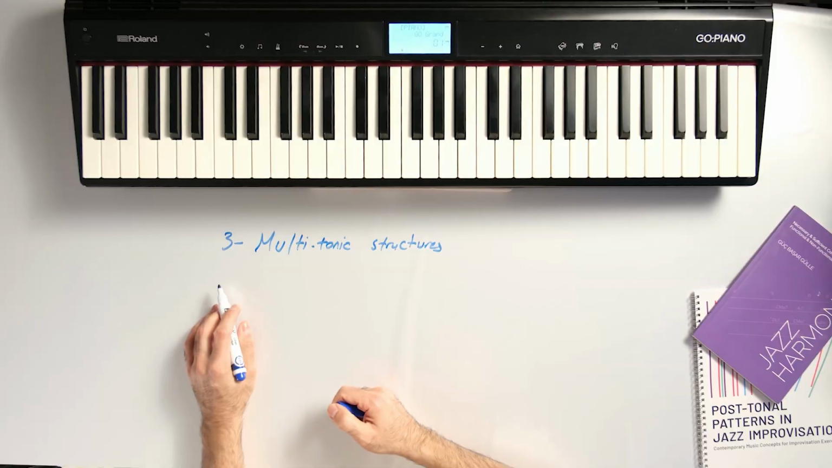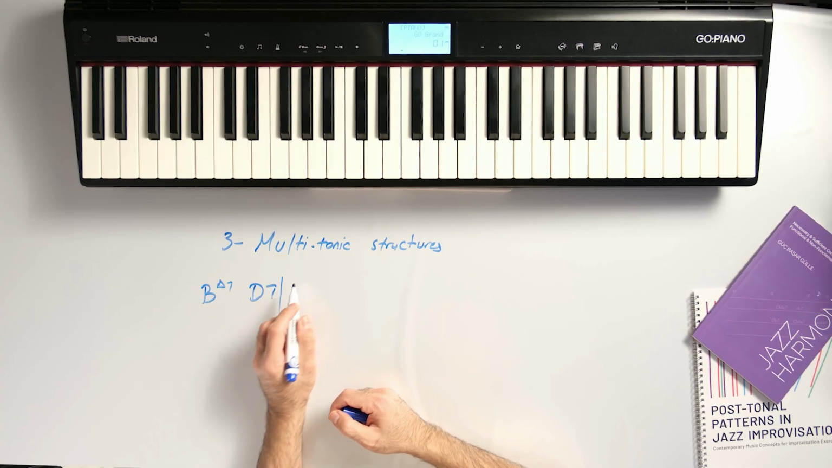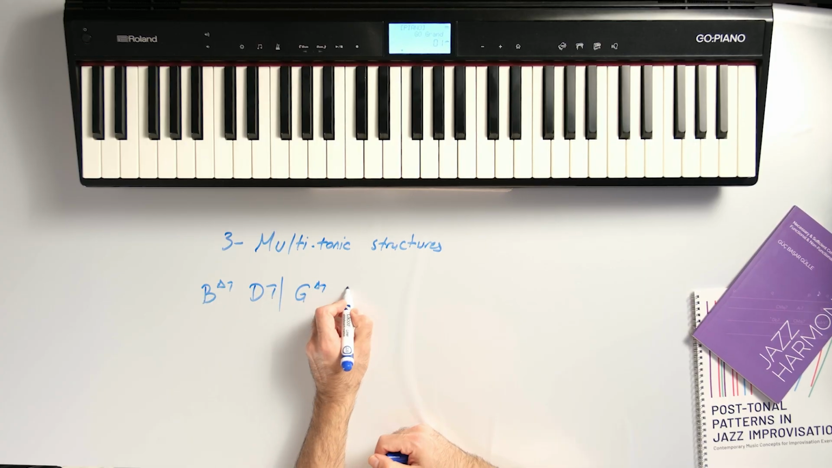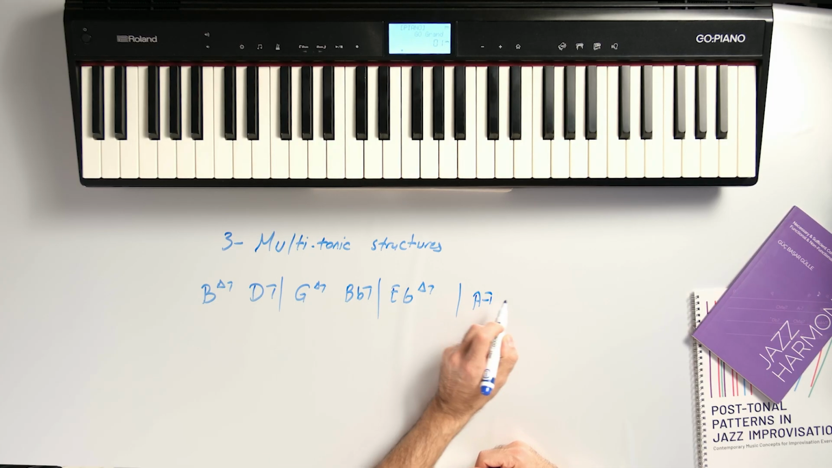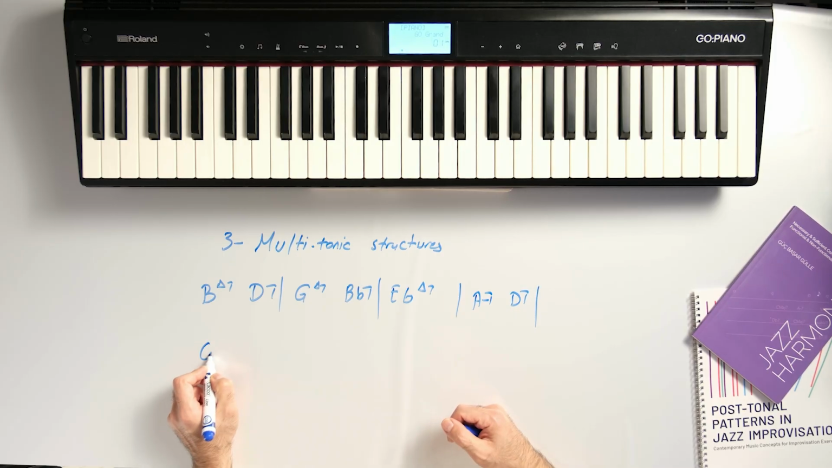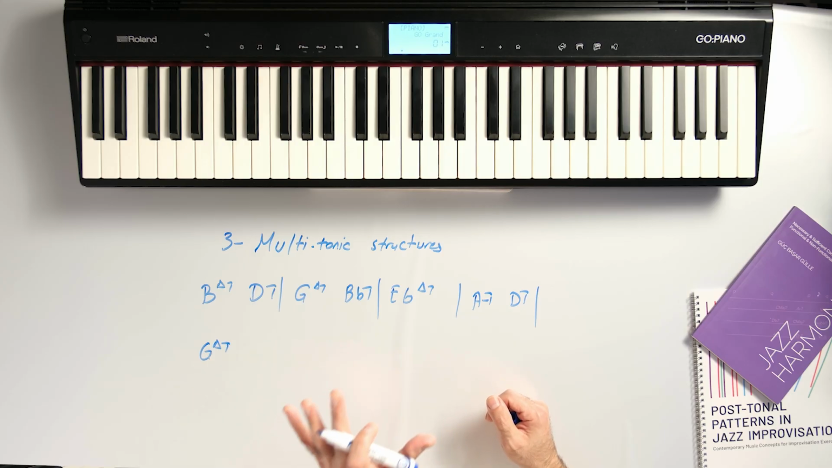Let's analyze Giant Steps and see how the relationship occurs in that progression. The first bar: B major 7, D dominant 7, G major 7, B flat dominant 7, and E flat major 7. The next chord, A minor 7, D dominant 7. Then it goes to G major 7. And the same relationship takes place in the same way to create multitonic structures.